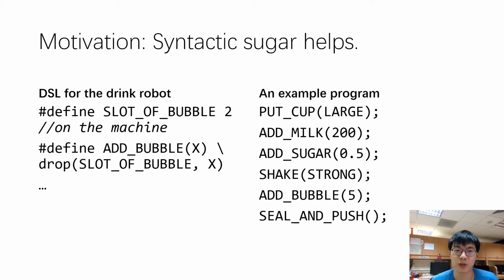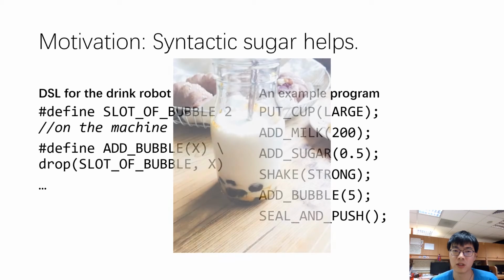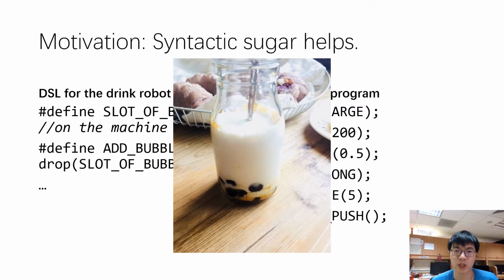If we want to make different domain-specific languages, syntactic sugar can help to easily generate a new language based on a host language. Here, assume we define the DSL for operating the drink machine by C macros. And when a customer submits his or her order, the system can form the program in the DSL on the right. After the execution, the user receives the drink.